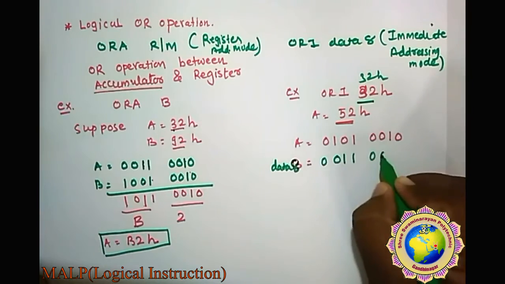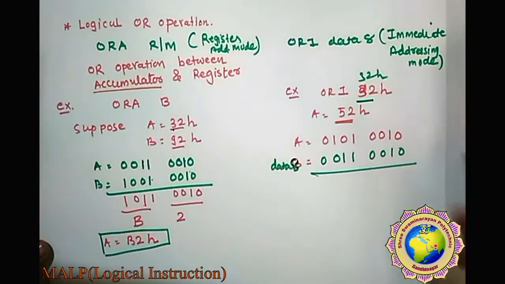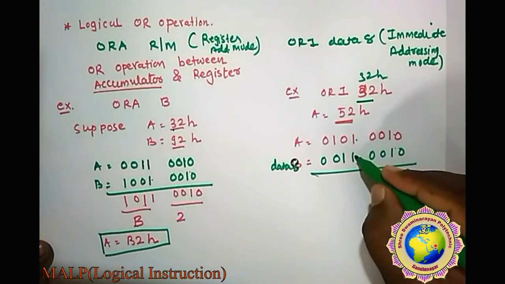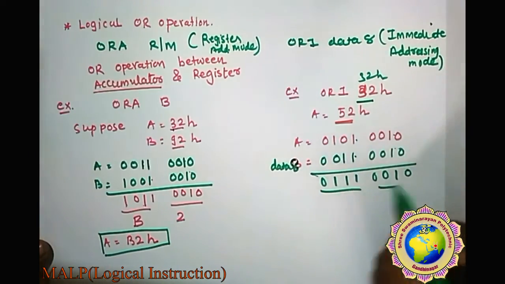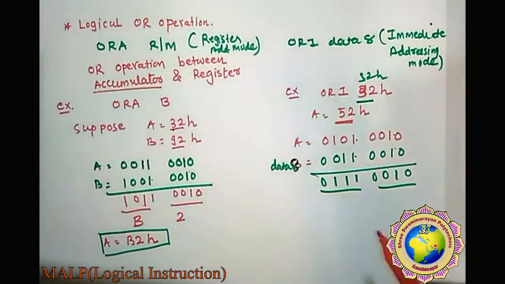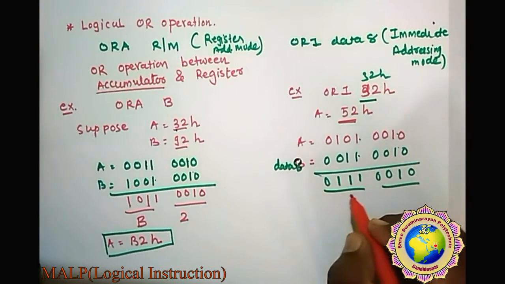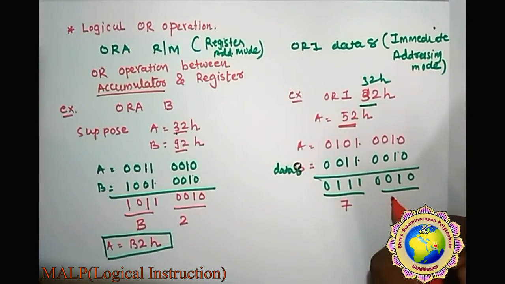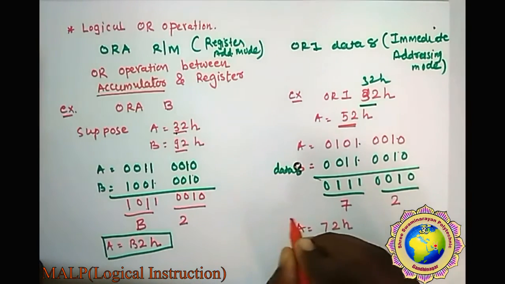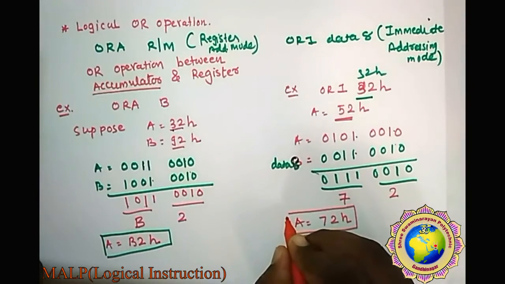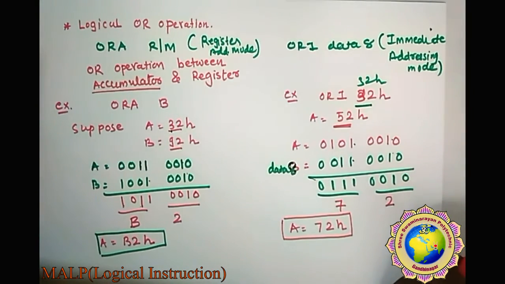0011 0010. Make the OR operation. The result is 0111 0010. What is this number? This is 7 and this is 2. So after execution, it's 72H. So this is the logical OR operation.